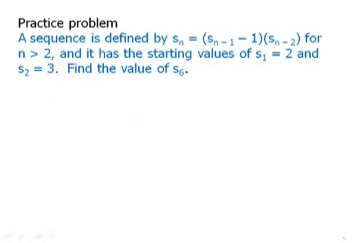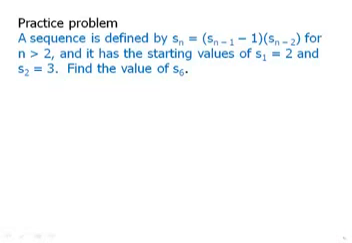Here's a practice problem. Pause the video and then we'll talk about this. A sequence is defined by s sub n equals s sub n minus 1, quantity minus 1, times s sub n minus 2 for all n greater than 2, and it has the starting values of s sub 1 equals 2 and s sub 2 equals 3. Find the value of s sub 6.